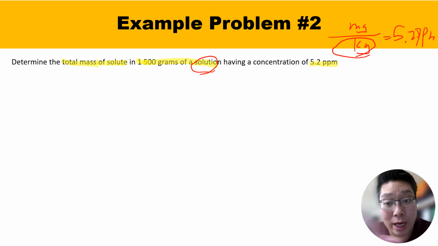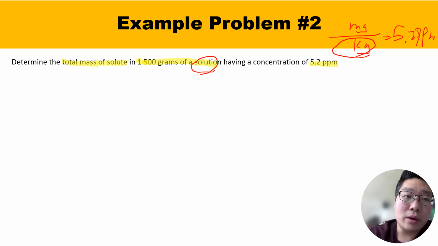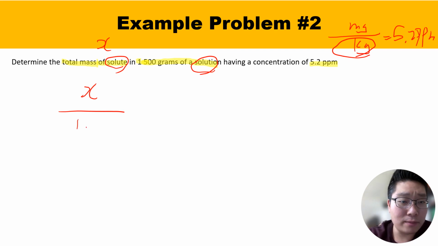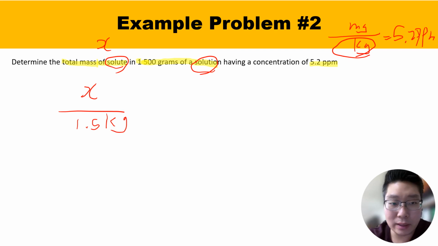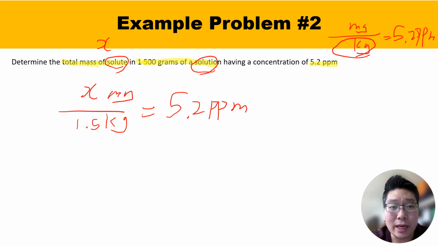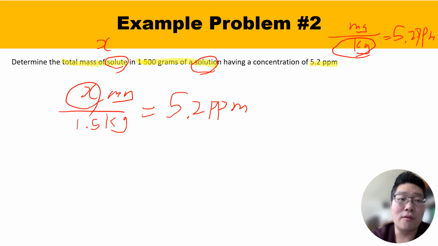So if I rewrite it in a good way, you should put solute on the top, x on the top, and at the bottom, 1,500 gram, you gotta divide it by 1,000. So 1.5 kilogram at the bottom, which is equal to 5.2 ppm. So voila, you just figured out that x over 1.5 is equal to 5.2.